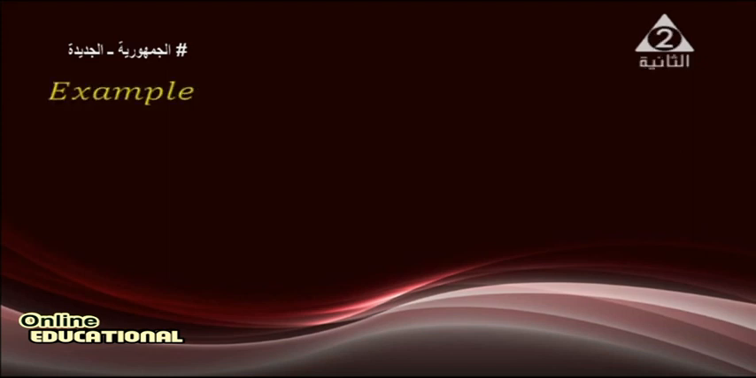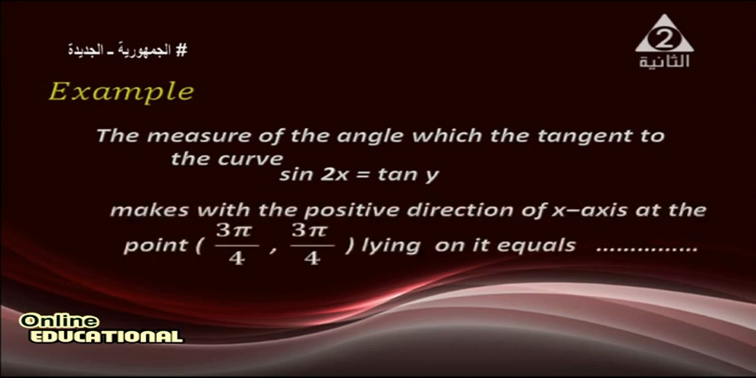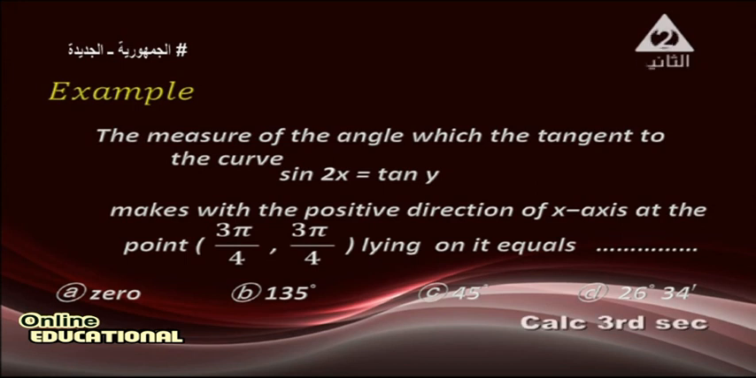Another example. The measure of the angle which the tangent to the curve sin 2x equals tan y makes with the positive direction of the x-axis at the point (3π/4, 3π/4) lying on it equals: 0 degrees, 135 degrees, 45 degrees, or 26 degrees 34 minutes.